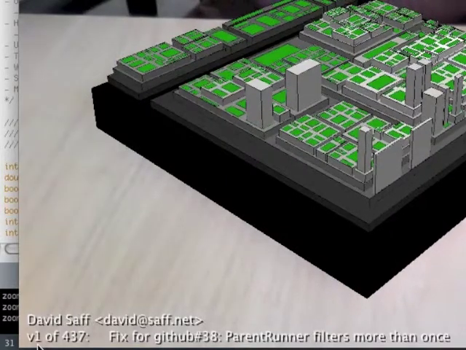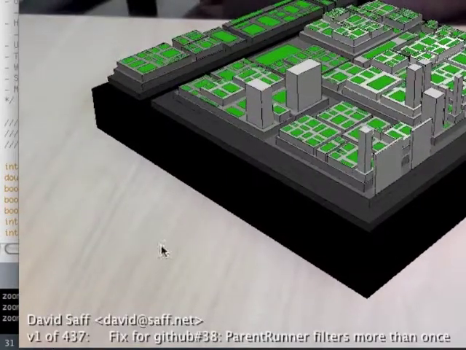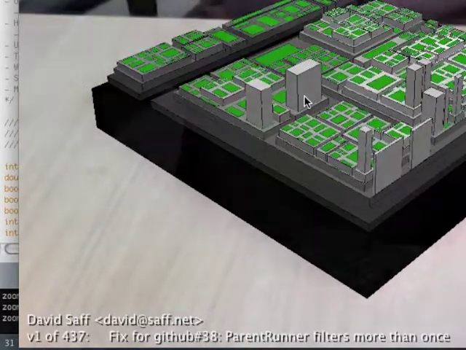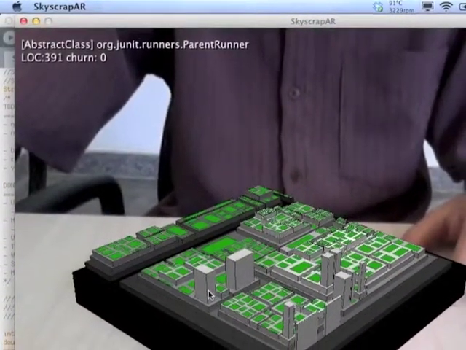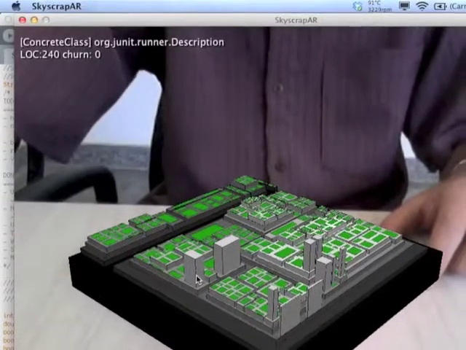In the bottom of the screen, there's information about the revision being visualized, its author and the commit message. In the top, there's information about the class being pointed, its name and two metrics, number of lines of code and code churn. Skyscraper enables insights about the evolution of a software system and supports the identification of design flaws.